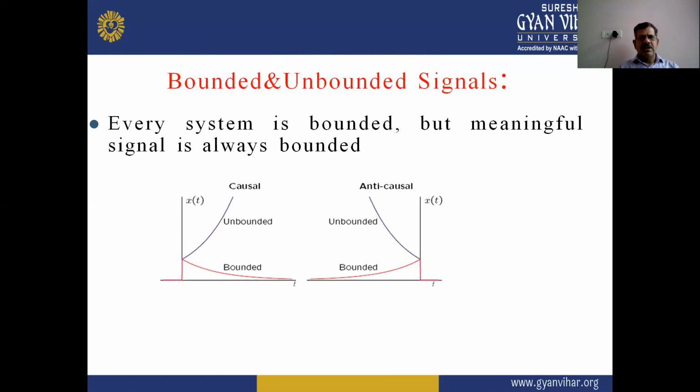Next one is the bounded and unbounded signals. Every meaningful signal is always bounded. In this figure, the causal and anti-causal signals: in causal signals, we show the bounded and unbounded waveforms, and also in anti-causal there are bounded and unbounded waveforms.